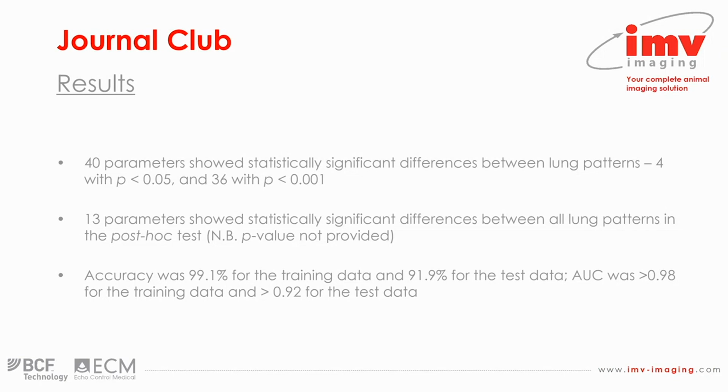So on the training data, accuracy was 99.1% and AUC was 0.98 or greater than 0.98. For the test data, accuracy was 91.9% and area under the curve was greater than 0.92. So there is a slight drop in accuracy and area under the curve for the test data, but that's not unusual.